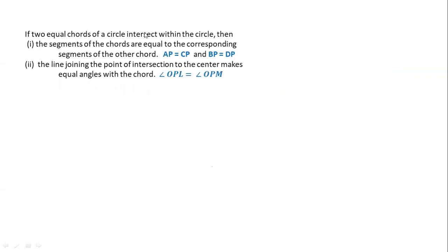Now, if two equal chords of a circle intersect within the circle, let us take a circle. Two equal chords. This is a chord AB. We draw one more chord CD. These two chords are equal in length. The segments of the chords are equal to the corresponding segments of the other chord. So this is one segment.